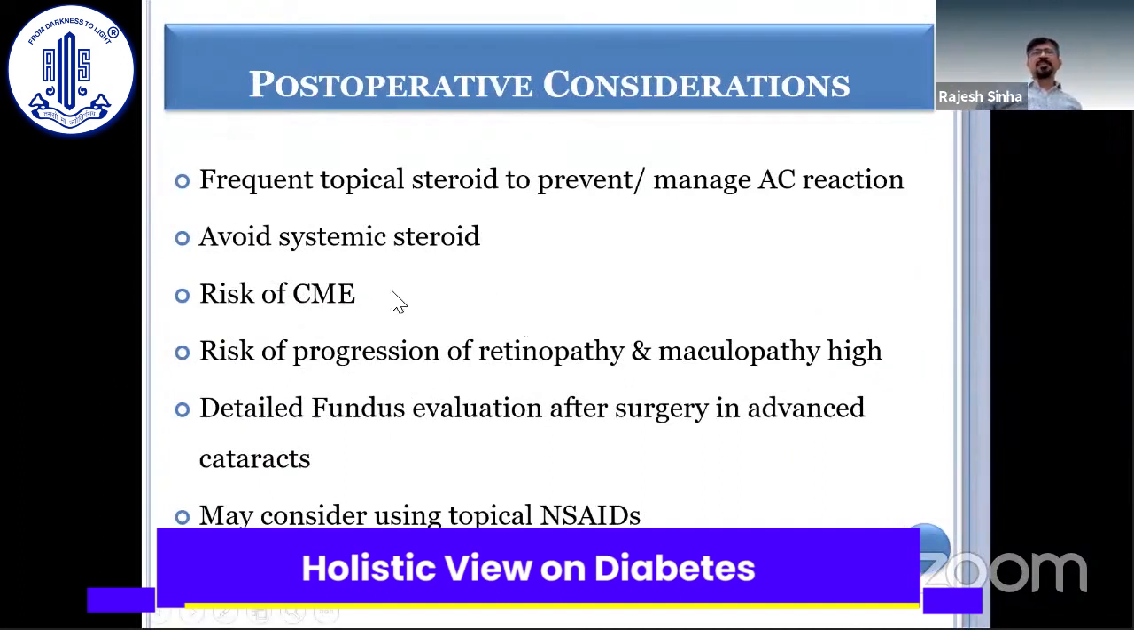As far as postoperative consideration is concerned, frequent topical steroid should be given. No systemic steroid, because it will increase the blood sugar level. Frequent topical steroid is needed to manage AC reaction because they are prone to develop high AC reaction. There is a definite risk of CME and risk of progression of retinopathy and maculopathy, which is why a detailed fundus evaluation should be done immediately after the surgery.